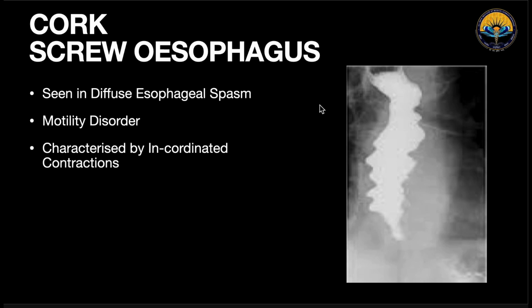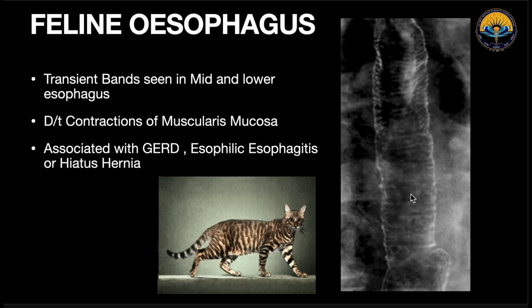Coming to the next, corkscrew esophagus, and this is seen in diffuse esophageal spasm. This is another motility disorder, and this is characterized by incoordinated contraction of the esophagus. And here we can see this is the corkscrew appearance of diffuse esophageal spasm. Unlike achalasia, where the peristalsis was decreased or there was no peristalsis, here there are increased and incoordinated contractions.